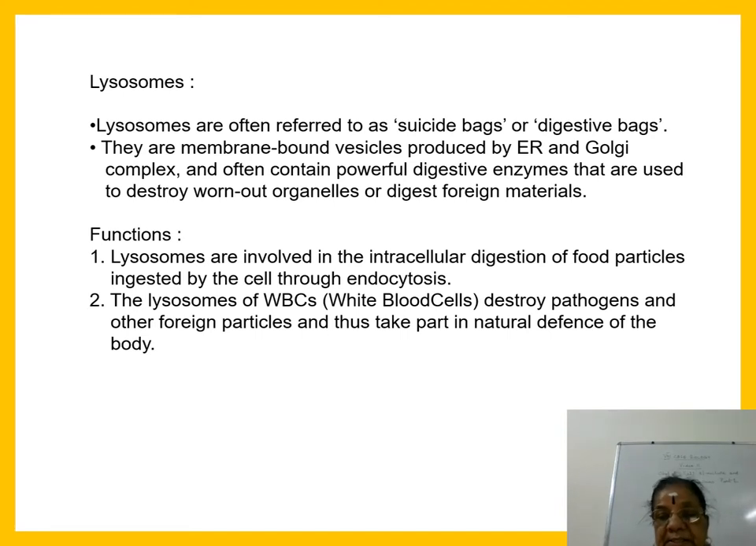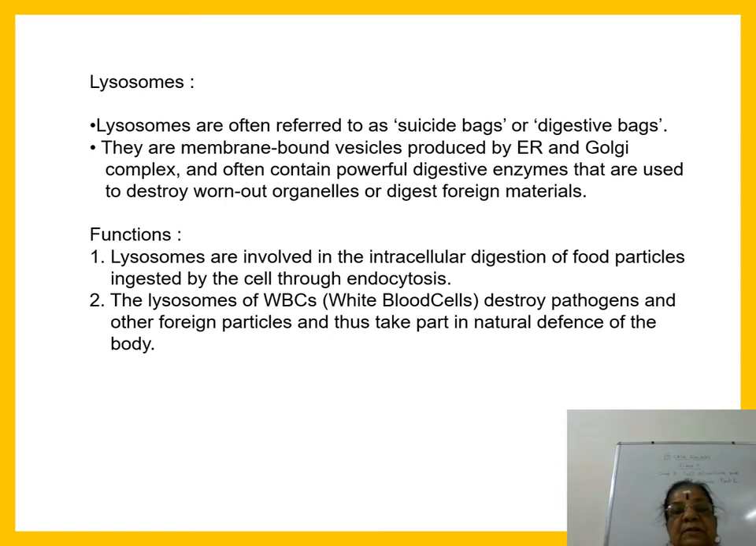Then the external gills, when it goes to internal gills, and internal gills when it becomes lungs, they are destroyed in the lysosome. That is why they are called digestive bag or suicidal bag. I hope you understand. So this is an important structure, but lysosome is present in animal cell, and in plant cell very few cells are having this lysosome.